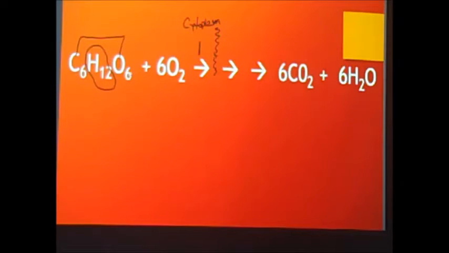Now, glycolysis means the breaking of sugar, and that's what happens in the first step. We take this glucose molecule and we break it up into 2 simpler carbon chains. Those 2 carbon chains go into the mitochondria, and these 2 steps, steps number 2 and number 3, happen inside the mitochondria.